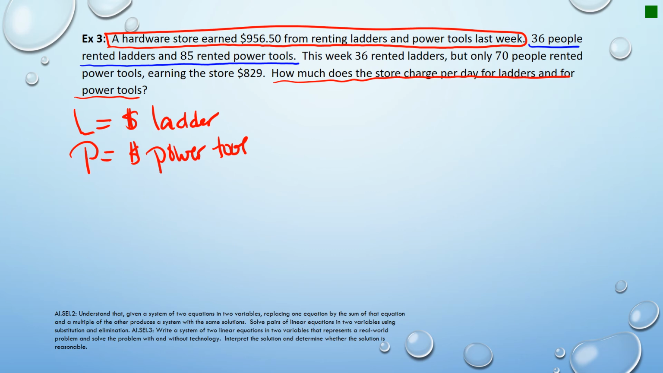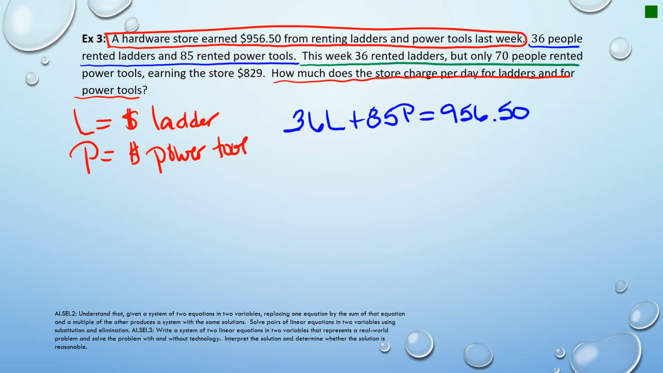So now I'm ready to say 36 times however many ladders plus 85 times however many power tools gave us the total of $956.50. This week, 36 rented ladders, but only 70 people rented power tools, and we only earned $829. So we had 36 renting ladders, 70 renting power tools, and we earned $829. How much is it going to be for a ladder and how much for a power tool?